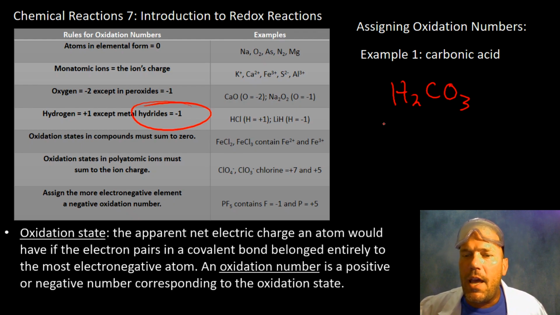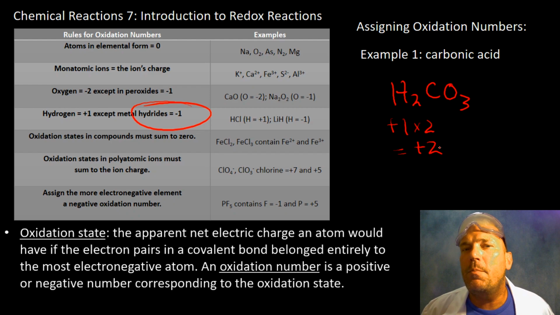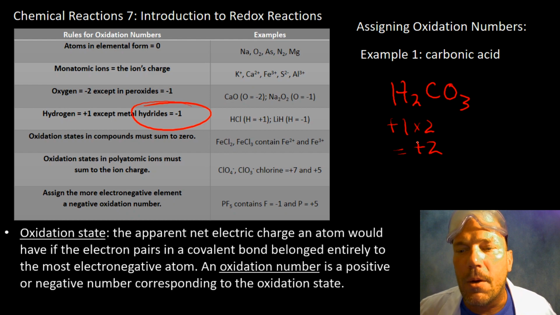So we have each one of these being +1, and there's 2 of them. So that's going to equal a +2. Now, at this point, I want to mention one more thing, and it is minor, but it's important to me that you know. When we are assigning oxidation numbers, the charge comes before the number.